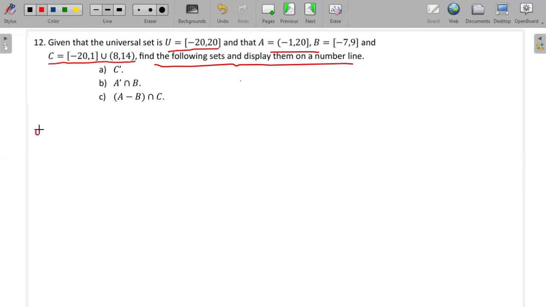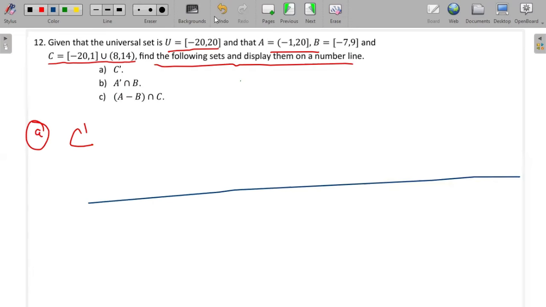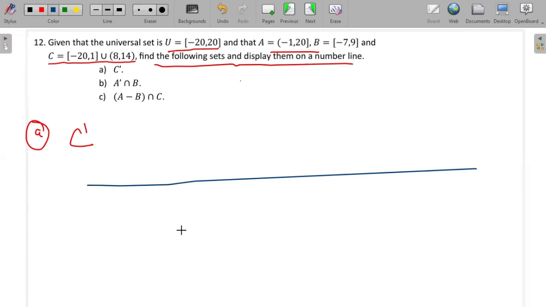So on A, they're telling us to find C complement. Remember, a complement is defined as all the elements that are not in that set. They will compose the complement. So if they want us to find the C complement, they are just finding all the elements that are not in C. But what is our C? So we'll first draw the number line, like that.